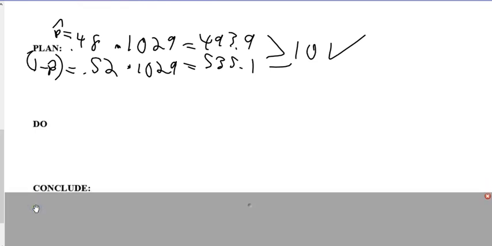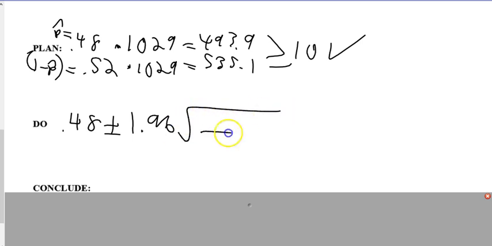So now we're going to do the math. We're going to do the formula. So the formula is, we take our p hat, 0.48, plus or minus. Now, our z-score is based on our confidence level. The confidence level is 95%. The z-score that goes with that is 1.96. Then we put our p, 0.48, 1 minus p, 0.52, and the number on the bottom is our 1,029.